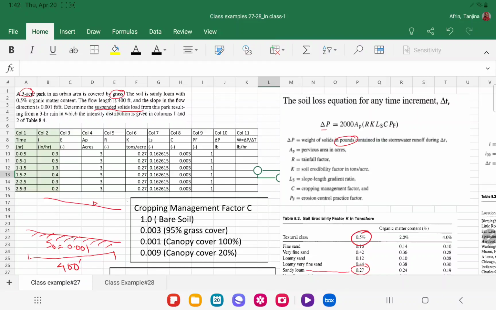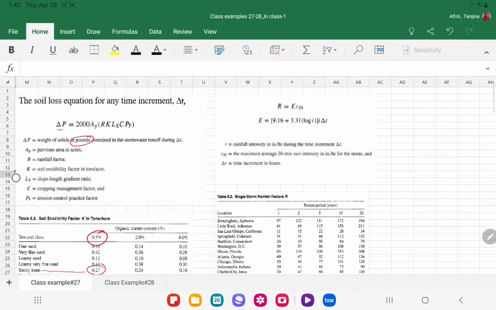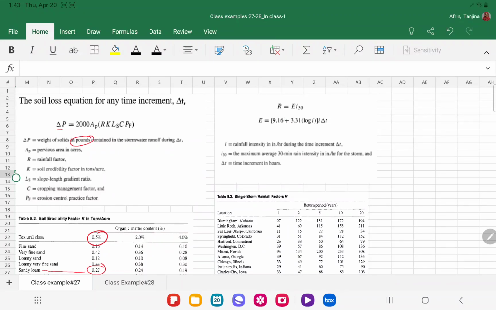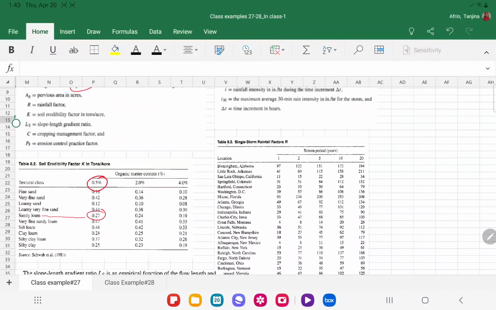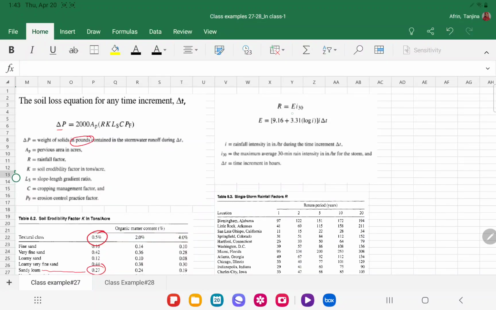Now the only thing we need to know is R. Let's see what we have for R. The single storm rainfall factor R has an empirical equation here as well. To use table 8.3, you need to know the location, which we don't know, so I can't use 8.3, but I have another equation, which is R = E I30. Now the question is, what is I30? I30 is the maximum average 30-minute rainfall intensity in inches per hour for the storm. And E is 9.16 + 3.31 log I, where I is the intensity and delta T is the time increment in hours, so 0.5.